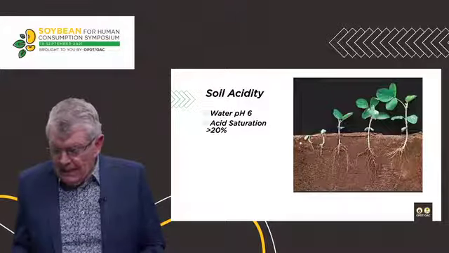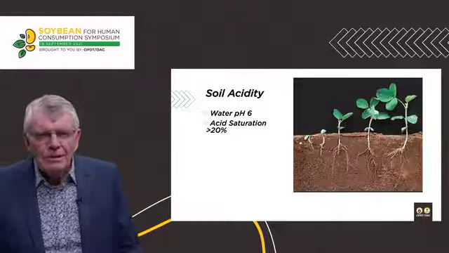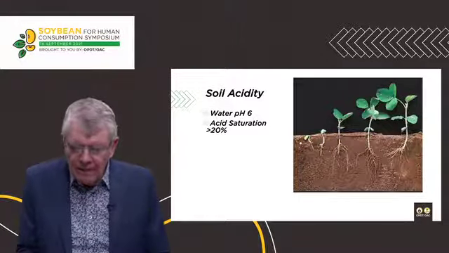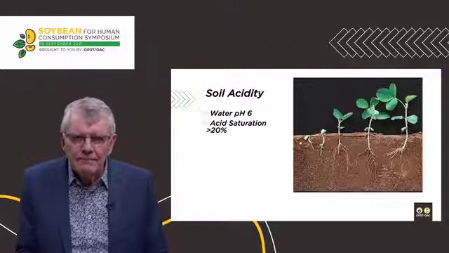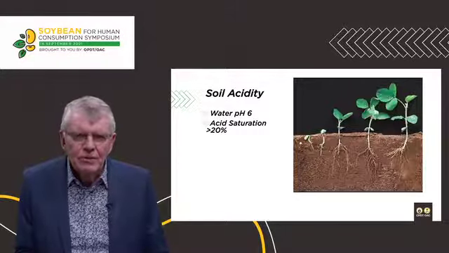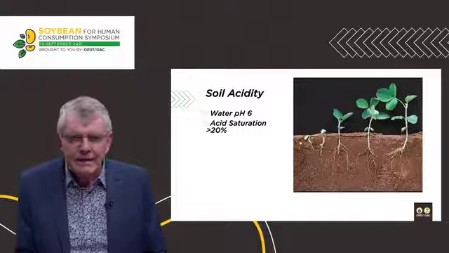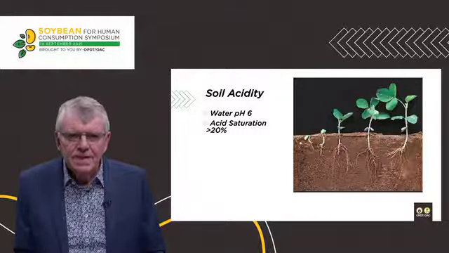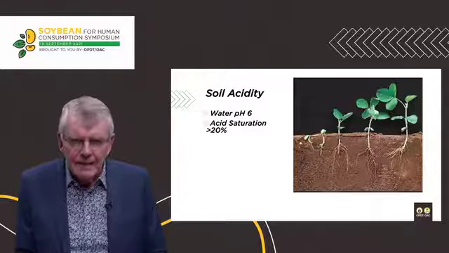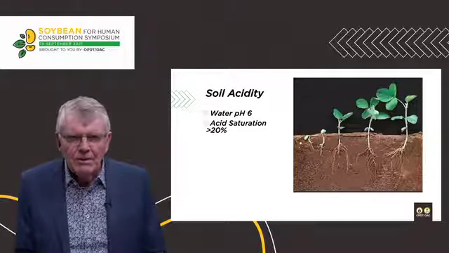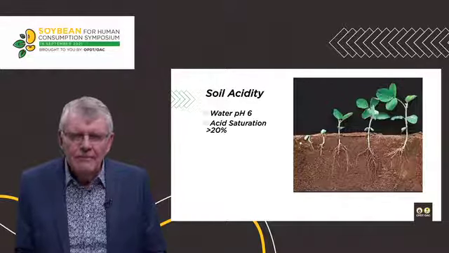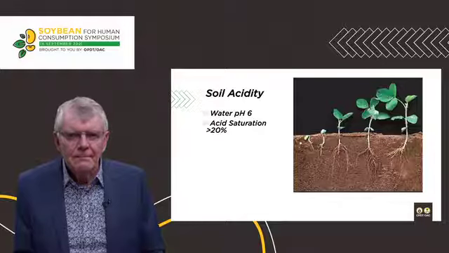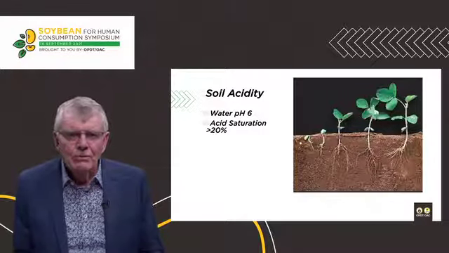The next factor which is going to have a profound effect on yield is soil acidity. Now, soybeans, and especially the nitrogen fixation of soybeans with the help of the bacteria, they need a water pH of about 6 and the acid saturation of less than 20%. And this is a major kind of problem because that really ties in directly with the amount of nitrogen that your plant can produce via the symbiosis with the bacteria.